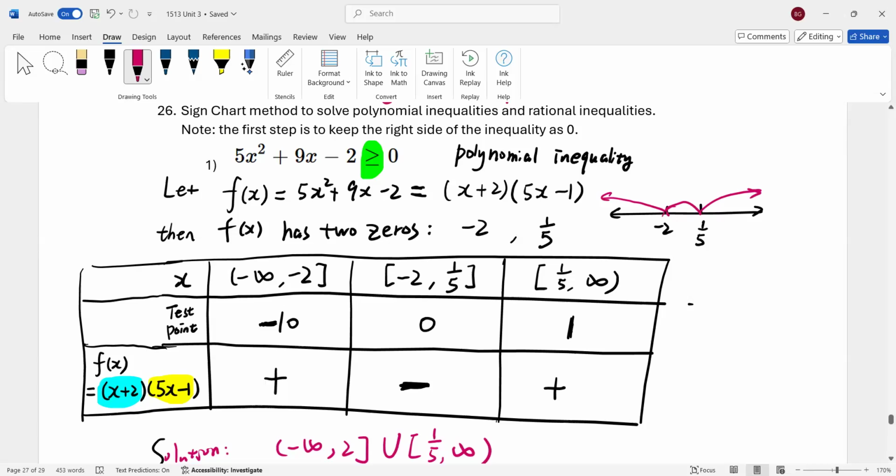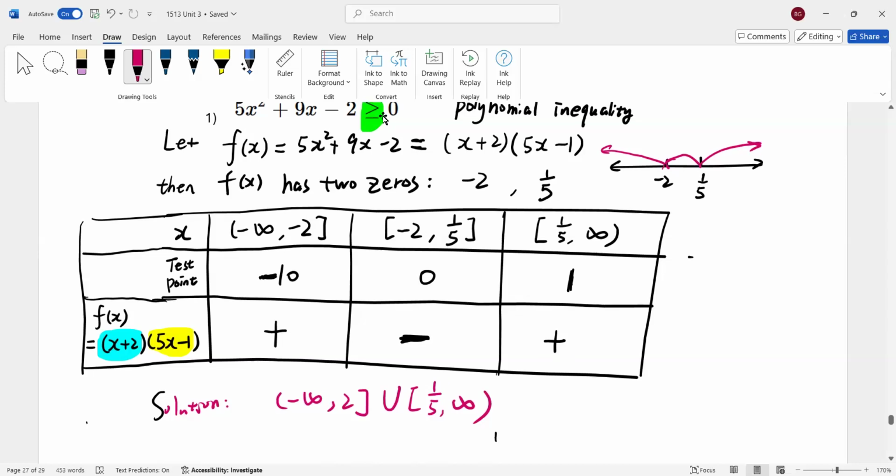So we can make a conclusion: function f is positive from negative infinity to -2, open. Negative from -2 to 1/5, open. Positive from 1/5 to positive infinity, open. And when we conclude, we need to consider the bar in the inequality symbol. So that's the reason we have a bracket here and a bracket here, all right?